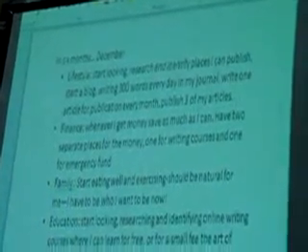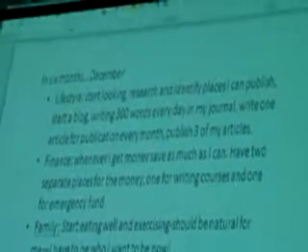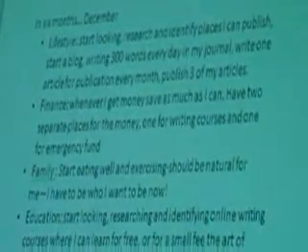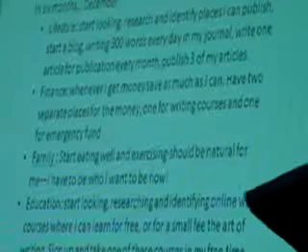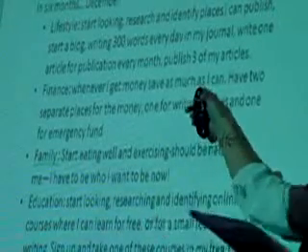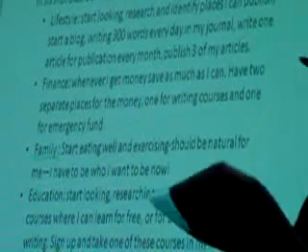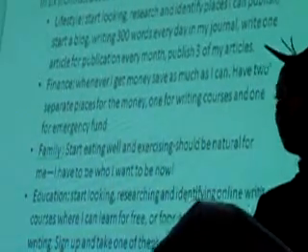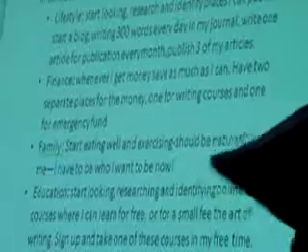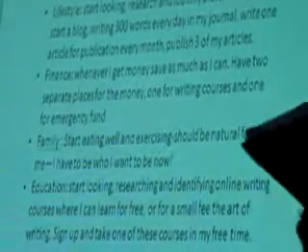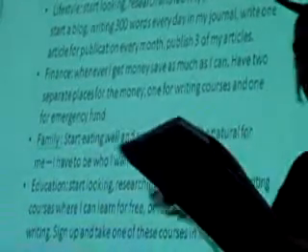So finance: whenever I get money, save as much as I can. Have 2 separate places for the money, one for the writing course and one for the emergency fund. Probably I should have said save 10%, because that's measurable. Save as much as I can, that's not really helpful. It doesn't say what that looks like. Family: start eating well and exercising. This is the same as before.